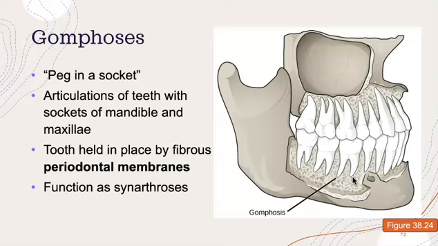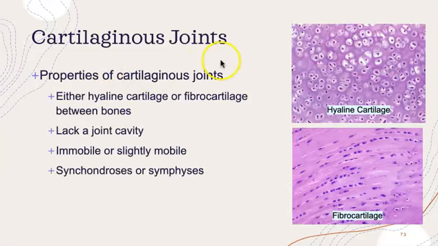They're not going to move very easily. And when we lose teeth, we start to lose some of these periodontal membranes so that the tooth can fall out. All right, the next major classification for structural classification is the cartilaginous joints.